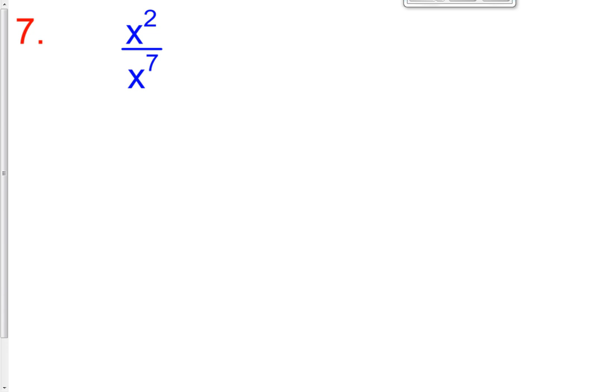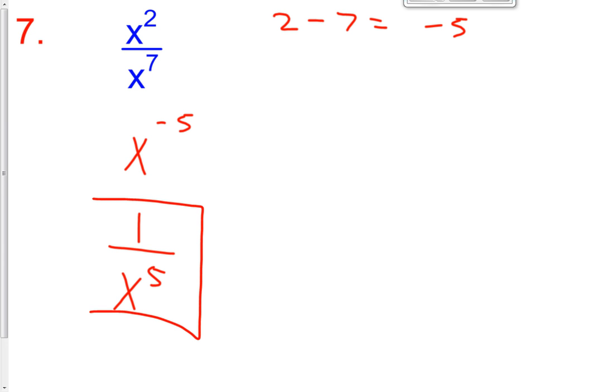So now we have 2 subtract 7, and we get a negative 5. So when you have common bases, you subtract, we get x to the negative 5th. However, we cannot do this. We can't have negative exponents, so that's the exact same thing as 1 over x to the positive 5th. Bring that x to the 5th to the denominator, and there's our answer.